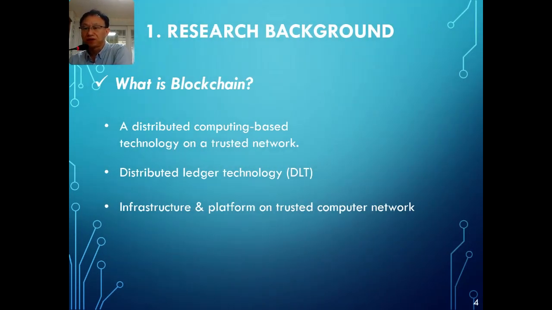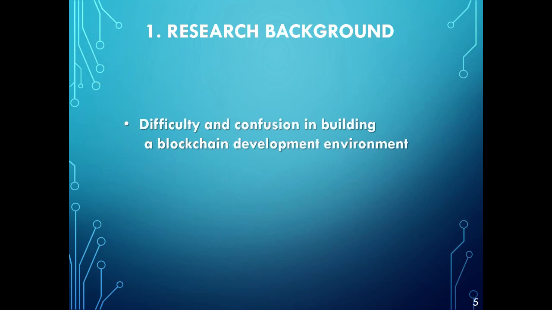What is blockchain? We can use these characteristics to create a working definition. Blockchain is a distributed computing-based technology on a trusted network that uses distributed ledger. In other words, blockchain is an infrastructure and a platform on a trusted computer network. Now, it's a little difficult and confusing in building a blockchain development environment.